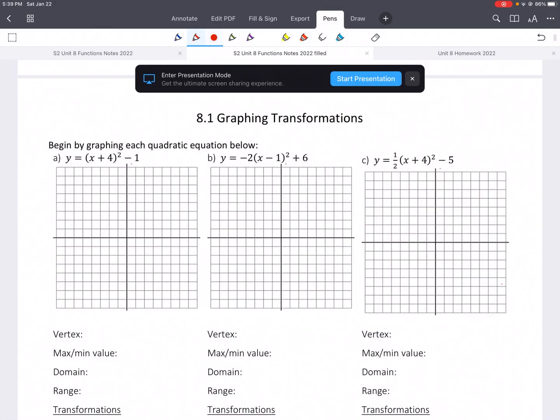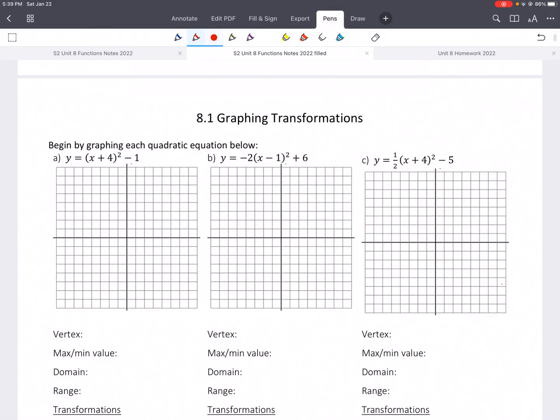Alright everybody, this is 8.1 graphing transformations. So this unit is about functions. We're going to look at different types of functions, how they behave, being able to identify them, and then we're also going to do piecewise functions. So starting out, we're doing transformations, okay?